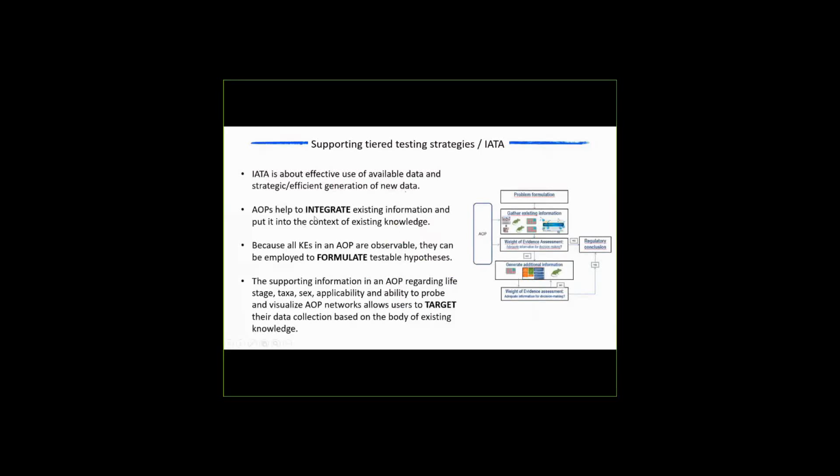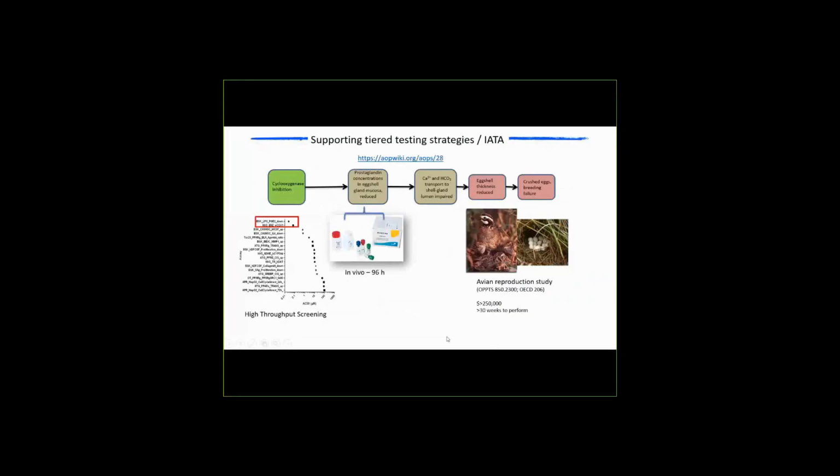So AOPs in this context really help to integrate existing information and put it into context. Because the key events in the AOP are actually observable, we can employ them to formulate testable hypotheses. We can predict what we should see and actually measure that. And again, as mentioned, using these AOP-based approaches can help target the data collection on the areas where we may be missing data, or allow us to collect additional tiers of information that help confirm the hypotheses that we are generating based on the AOP.